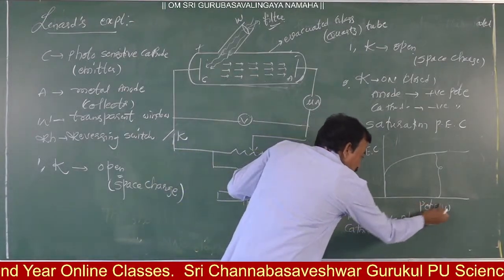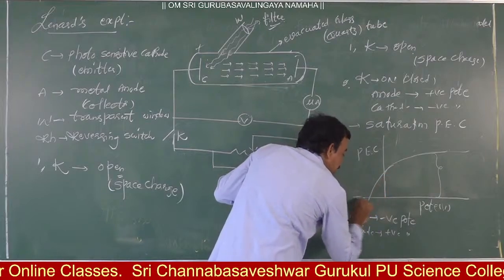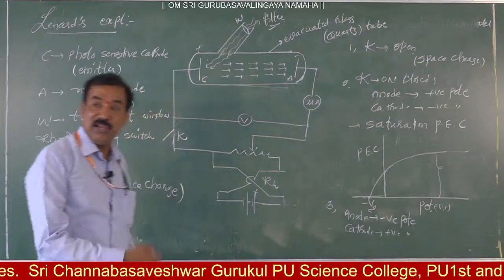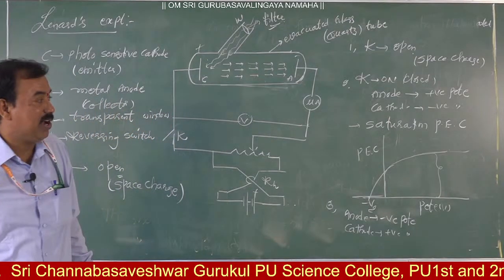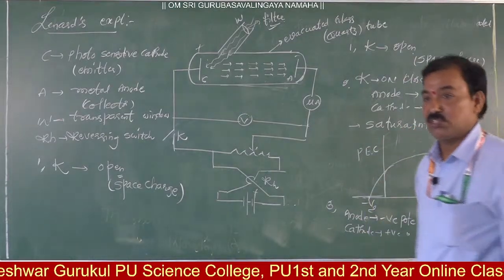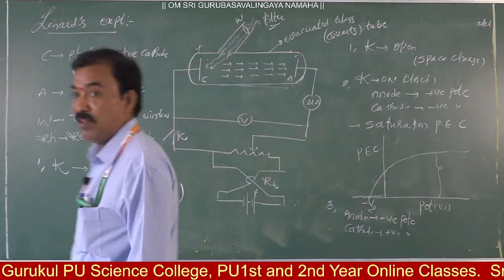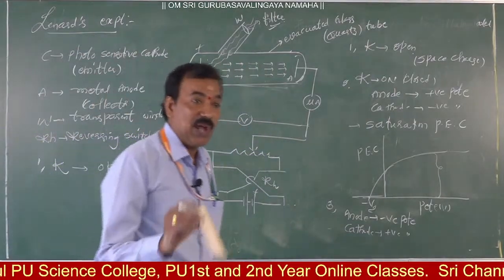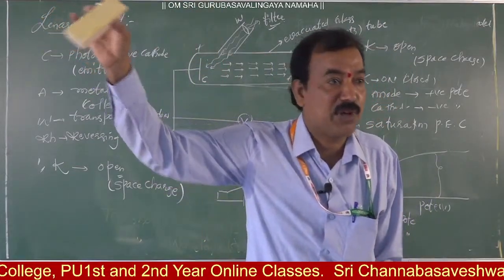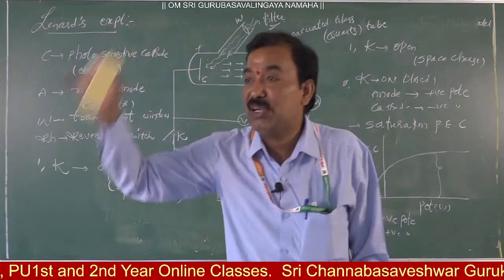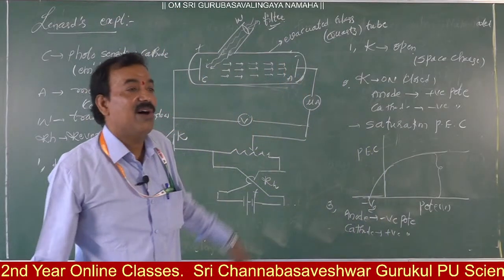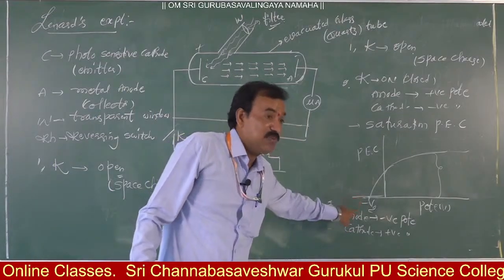Suppose this is the positive side and this is the negative side. Here the negative potential is equal to minus V naught. This is a very important part, the negative potential, and zero potential also. The negative potential of the anode for which the photoelectric current becomes zero is known as the negative potential or retarding potential. Its symbol is minus V naught.